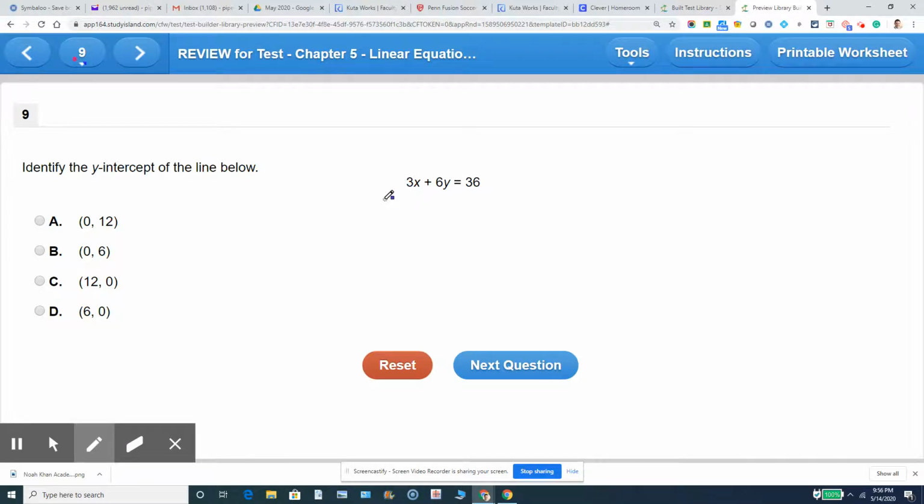You can do it right now, because any y-intercept has an x-coordinate of 0, so I can plug a 0 in right there, it goes away. So y equals 6, so therefore (0, 6) is the b value.